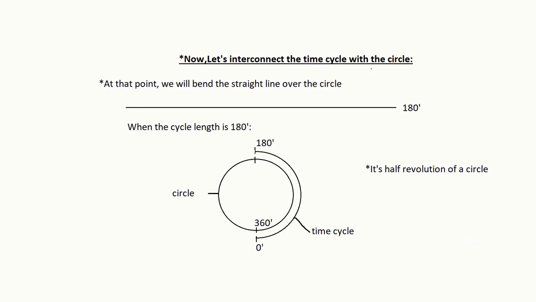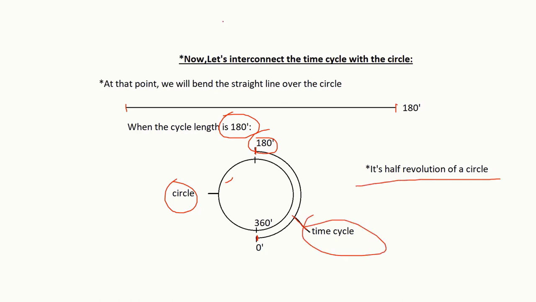Now let's interconnect the time cycle with the circle. At that point, we will bend the straight line over the circle when the cycle length is 180. Right, so this is a circle which has 360 degrees. Imagine the straight line bending over the circle. All right, so this is the starting point, 0 degree, and this is the ending point, 180 degrees. So that will be our time cycle. It's half a revolution of a circle.